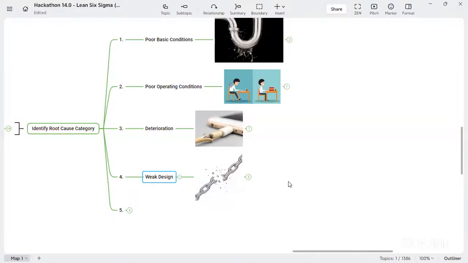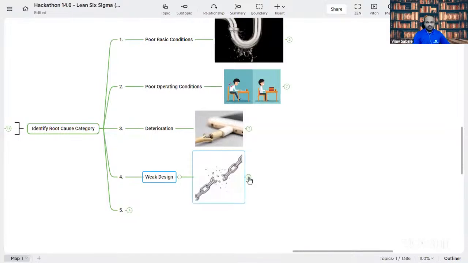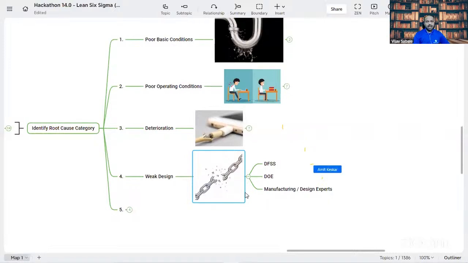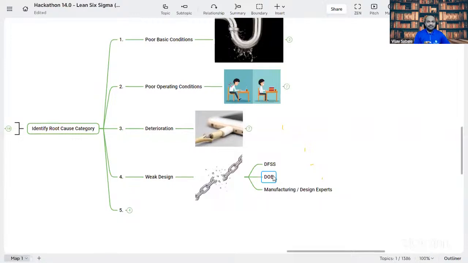FMEA we can use. TPM. Okay. Yeah, we can use that as well, right? These are some techniques we can use. We can use Design for Six Sigma, right? We can use DOE to identify whether the settings and everything are fine or not.